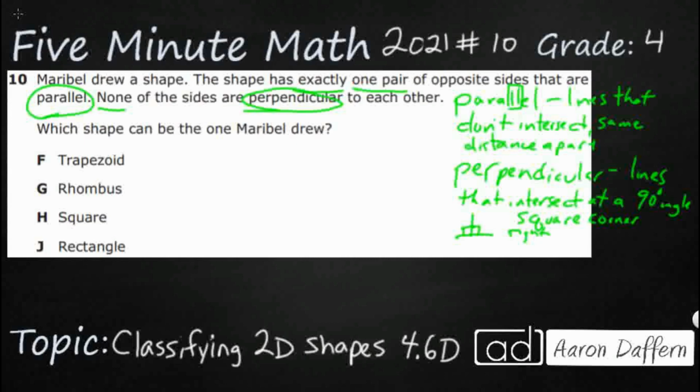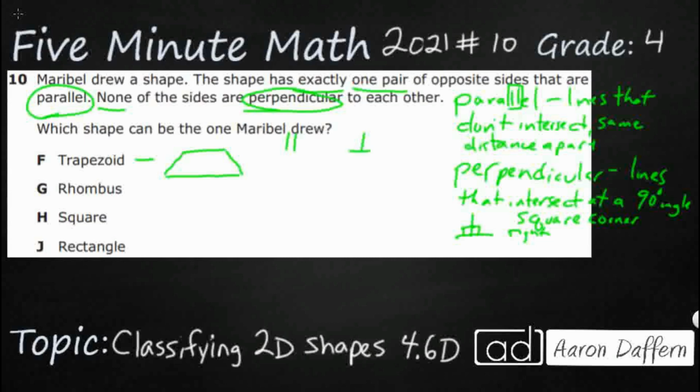So let's look at our shapes. So we've got a trapezoid. So I'm going to draw a trapezoid here. All right, so here is my trapezoid. And I'm looking for two things. I'm looking for parallel. So here's the symbol for parallel. It looks like those two L's. And then here's the symbol for perpendicular lines.